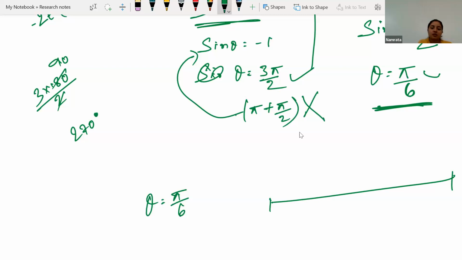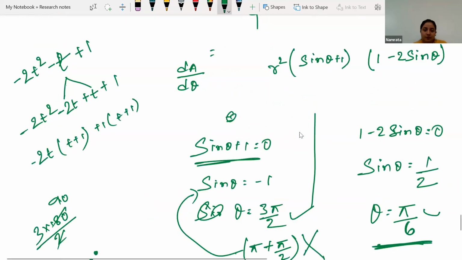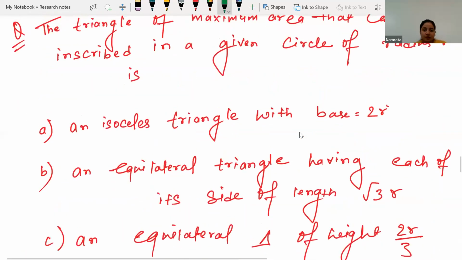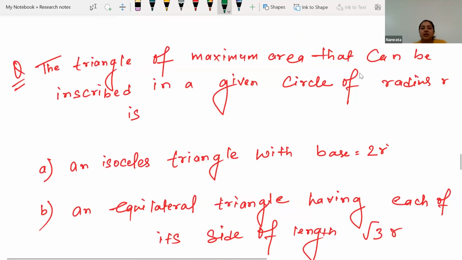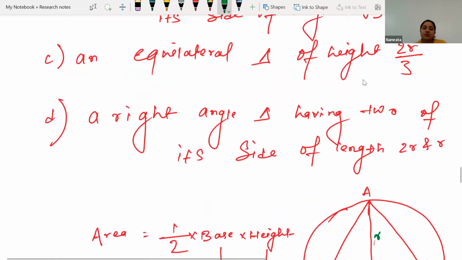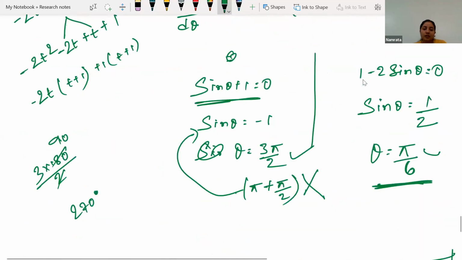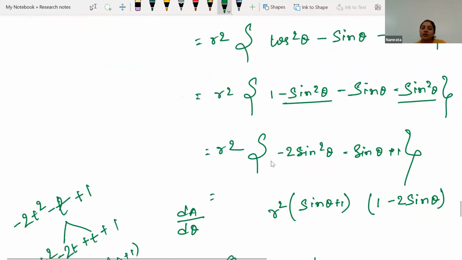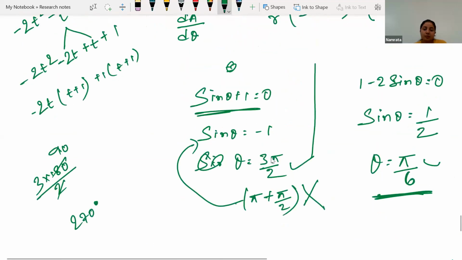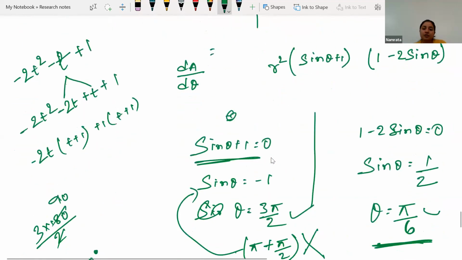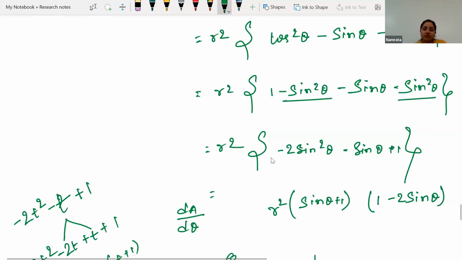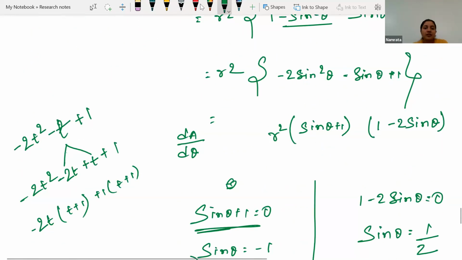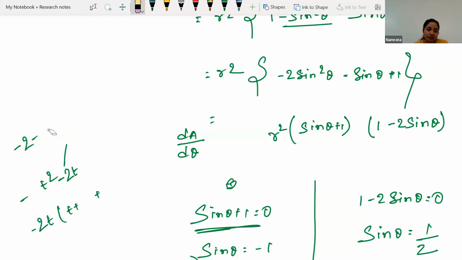Now we need to check. This is negative infinity, positive infinity, pi by 6. What we need to check is the triangle of maximum area, at which point the area is maximum. The area we have written is r square cos theta in bracket 1 plus sine theta. Before that we need to check whether this point is a point of maxima or not. So we can apply the double derivative test. Let me rub this part, and here we will be applying the double derivative.